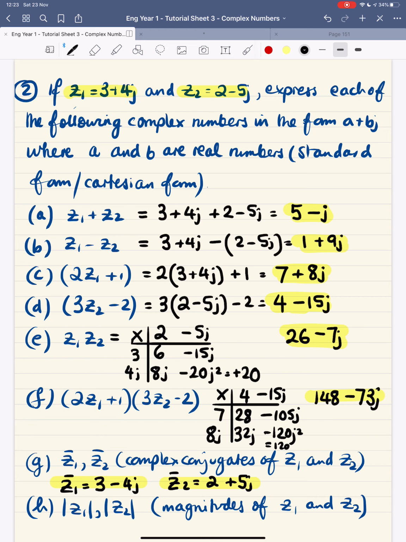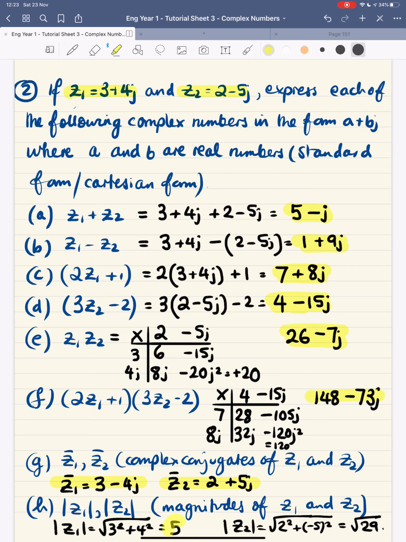The magnitude of Z1 is the square root of 3 squared plus 4 squared, which is the square root of 9 plus 16, which is the square root of 25, which is 5. And the magnitude of Z2 is the square root of 2 squared plus minus 5 squared. So it's 4 plus 25, it's 29, so it's the square root of 29. So they might come out as whole numbers, like that one. They might come out as surds, like that one.